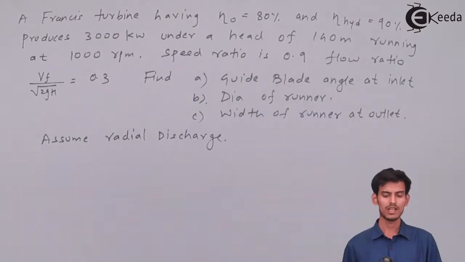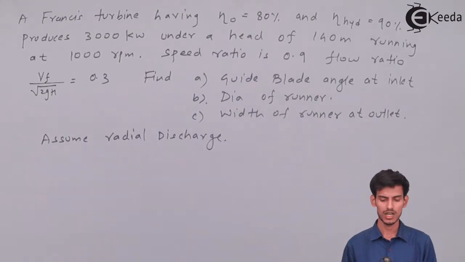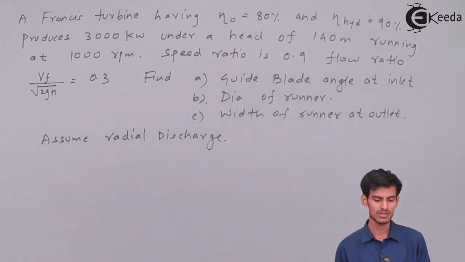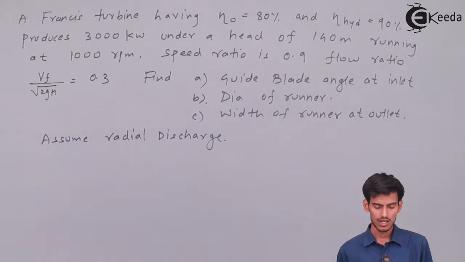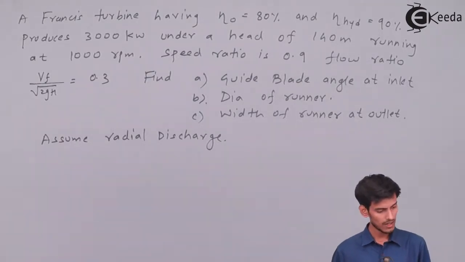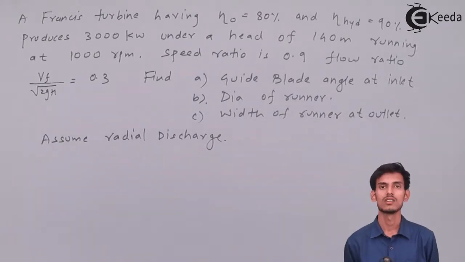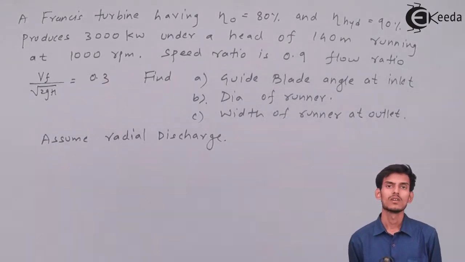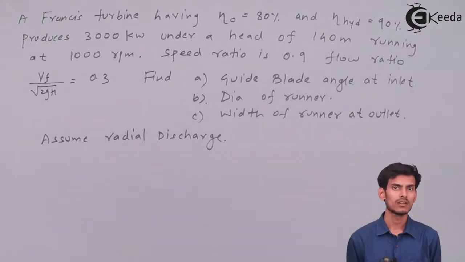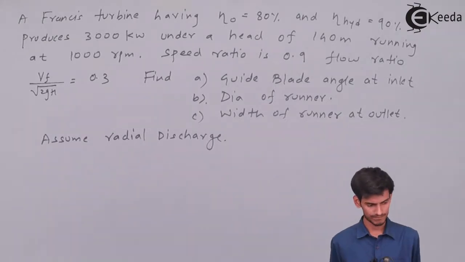A Francis turbine having overall efficiency of 80% and hydraulic efficiency of 90% produces 3000 kilowatt power under a head of 140 meters, running at 1000 rpm. The speed ratio is 0.9, flow ratio is 0.3. We have to find the guide blade angle at inlet, the diameter of the runner, and the width of the runner at outlet. We have to assume that the discharge is radial, which means the value of beta is 90 degrees in the velocity triangle.